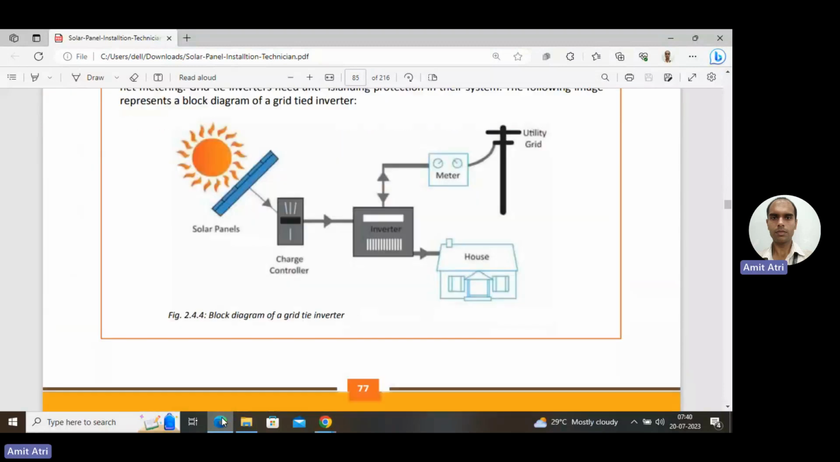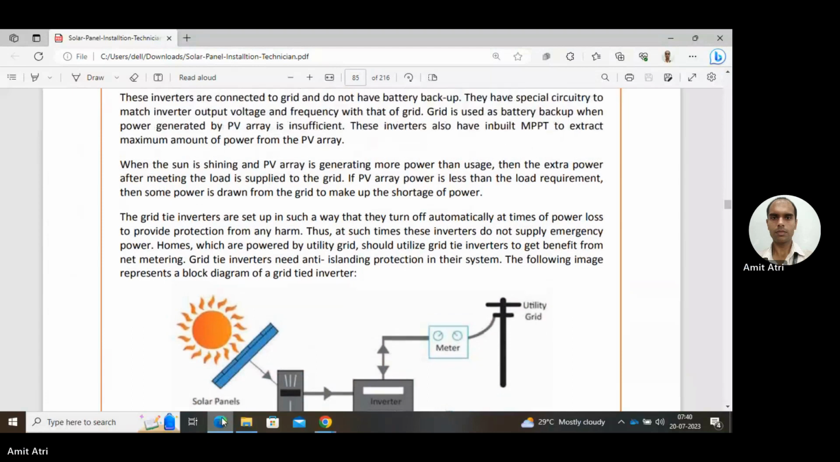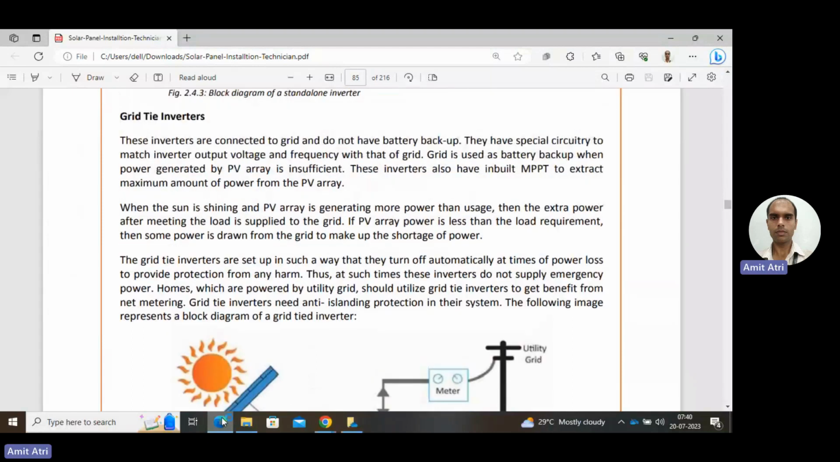So here in the grid tie inverter, these inverters are usually connected to the grid, and we do not necessarily need any battery backup. During the daytime we are generating electricity, consuming it in the load, and the surplus electricity we can supply back to the grid. During the non-availability of the sun, at night, we can take electricity from the grid and supply it to the load.